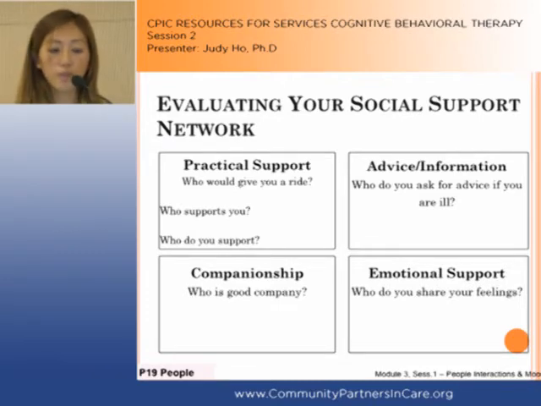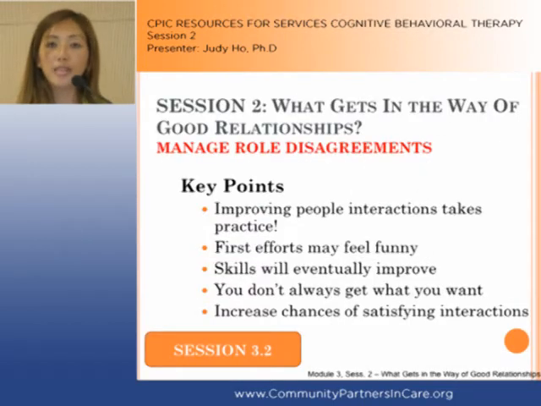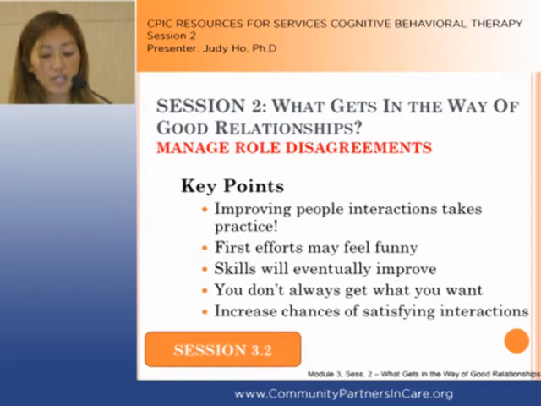In session 2 of the People Interactions module, you're helping them manage role disagreements. So some of the key points from this module are improving people interaction takes a lot of practice, and first efforts might make them feel a little funny. But these skills will eventually improve, and just because you're getting better at managing role disagreements doesn't mean that you always get what you want, but you do increase your chances of satisfying interactions.